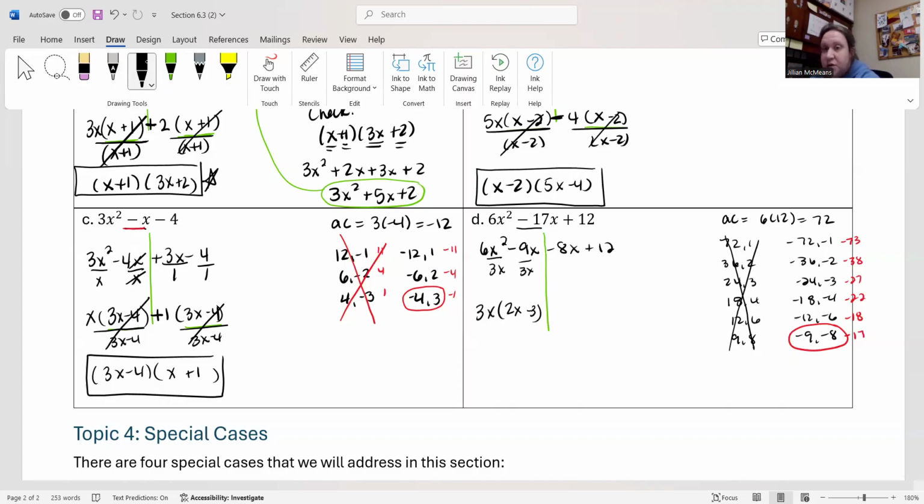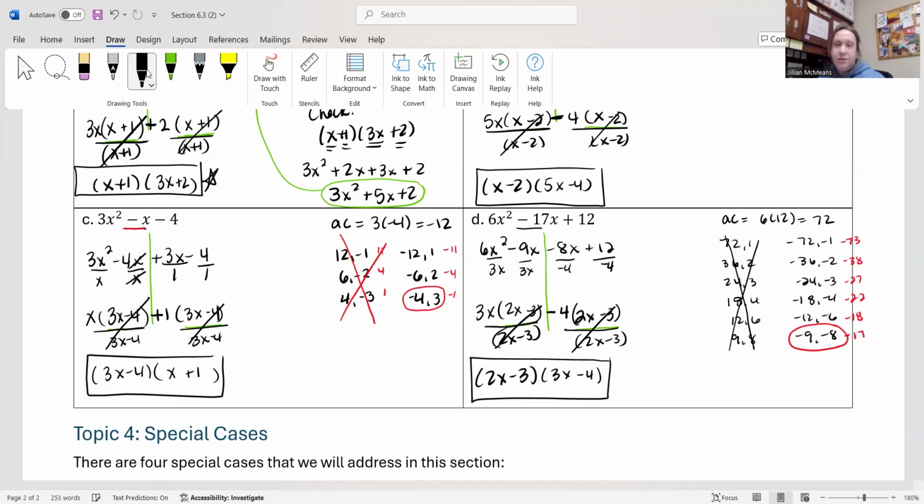Looking at negative 8x plus 12, since the lead term is negative, my GCF is negative, and 8x and 12 have a 4 in common, so I'm going to subtract 4 and then write my parentheses. Divide both of these terms by the GCF. Negative 8x divided by negative 4 is 2x. 12 divided by negative 4 is negative 3. Ideally, you can see that we have a common factor of 2x minus 3. And when we divide by 2x minus 3, the 2x minus 3's cancel, leaving us with 3x. The 2x minus 3's again cancel, they just become 1, leaving us with negative 4.